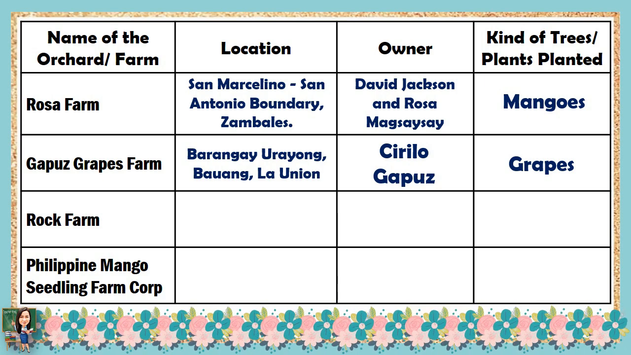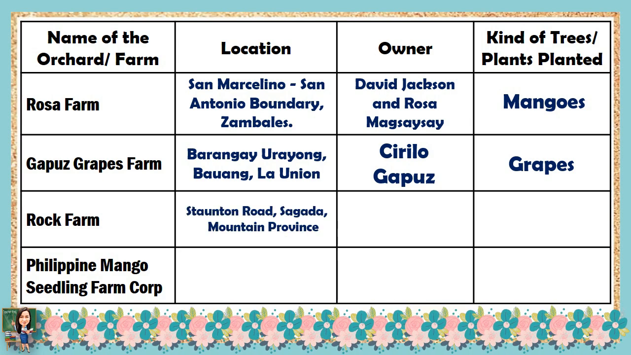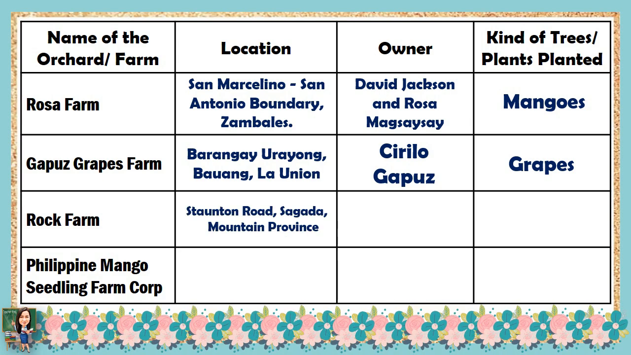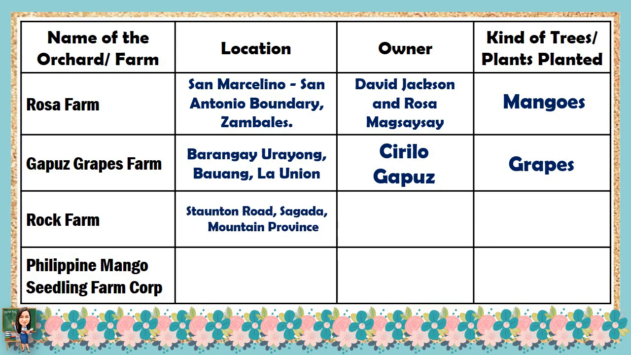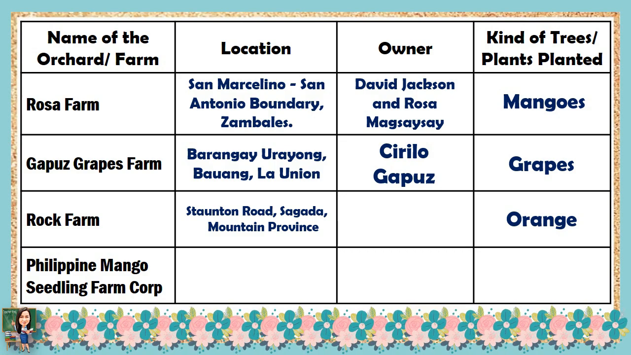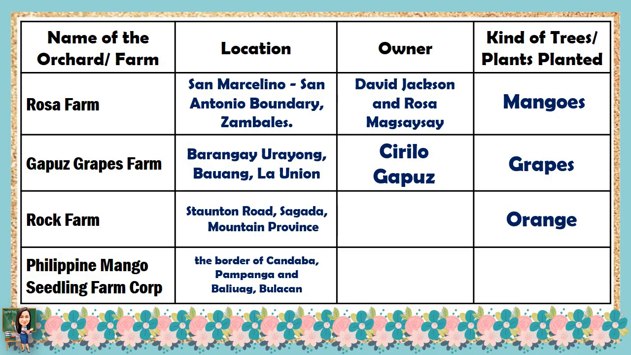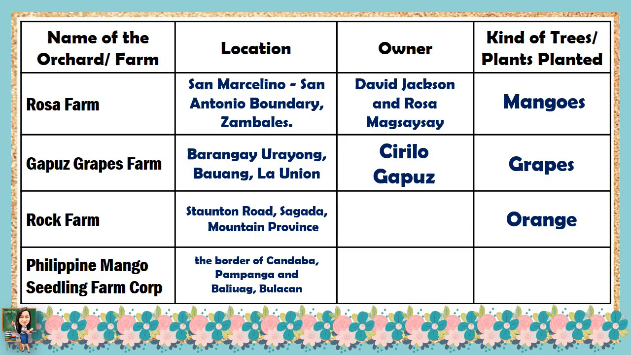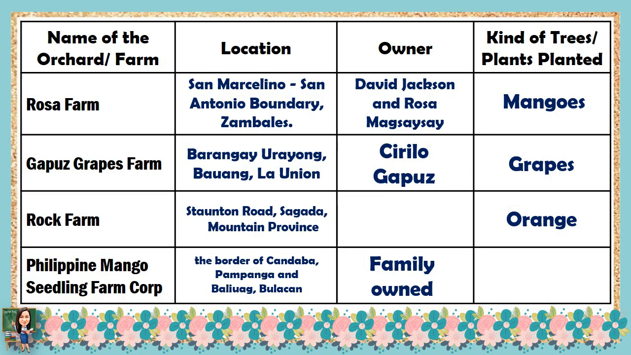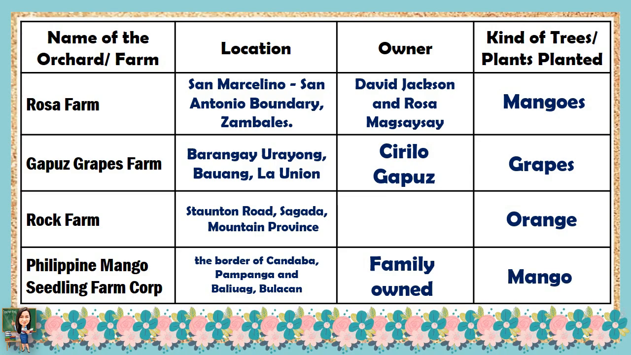Another name of the farm is Rock Farm. Location, Stanton Road, Sagada Mountain Province. Owner, unknown. Kind of trees or plants planted are oranges. Another farm is the Philippine Mango Seedling Farm Corporation. Location, the border of Candaba, Pampanga and Baliwag, Bulacan. Owner, family-owned. Kind of trees or plants planted are mangoes.